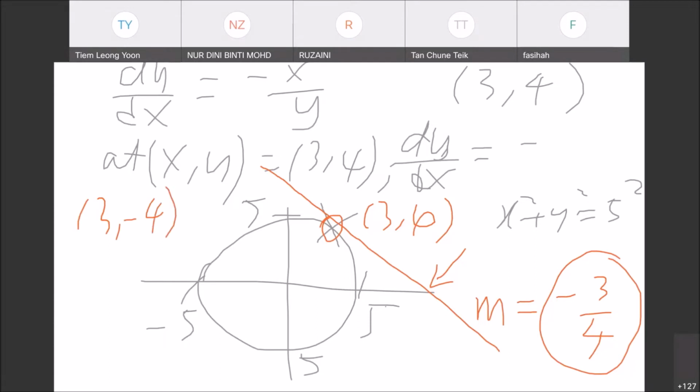So 3, minus 4 is somewhere here. Right? 3, minus 4 is here. So this is the point 3, minus 4. Let me draw it with a different color. Rub off this color. Then I mark it with a different color so that you can see this. So this is the point 3, minus 4.